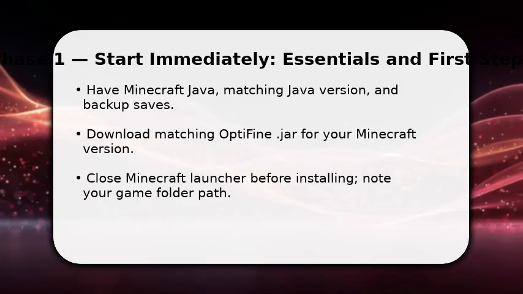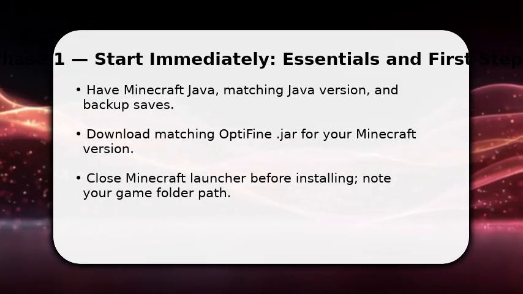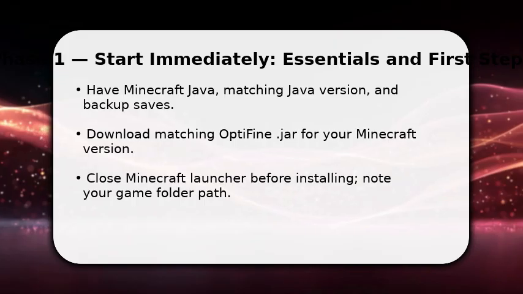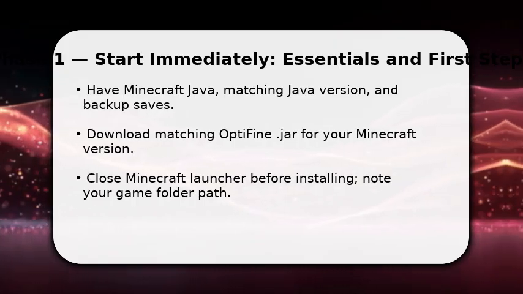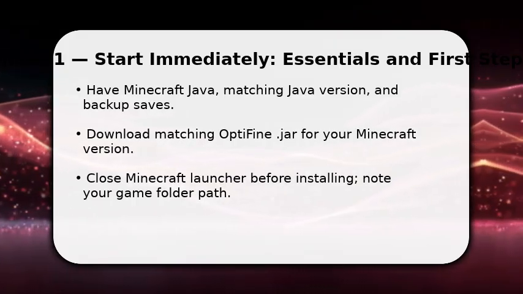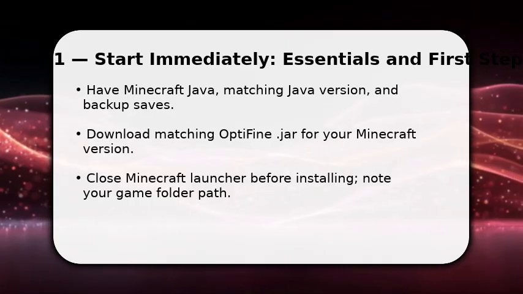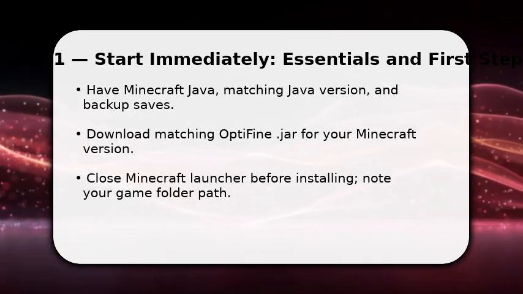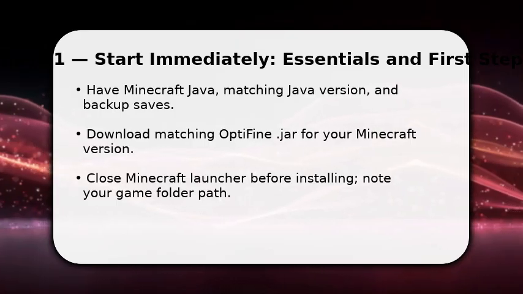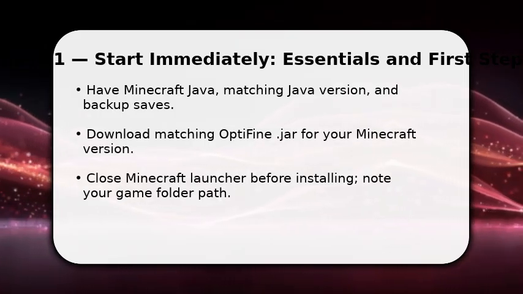You start by confirming essentials. Minecraft Java is installed and your saves are backed up because changes can affect worlds. Once done, download the Optifine jar that exactly matches your Minecraft version. This prevents conflicts. Make sure to close the Minecraft launcher, otherwise locks can block installation.